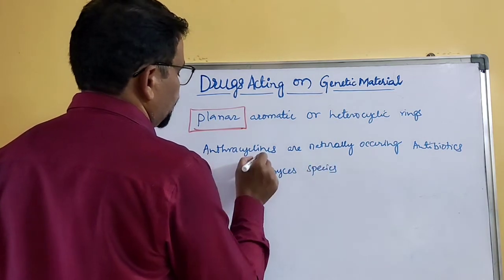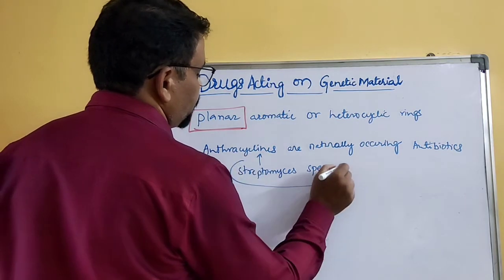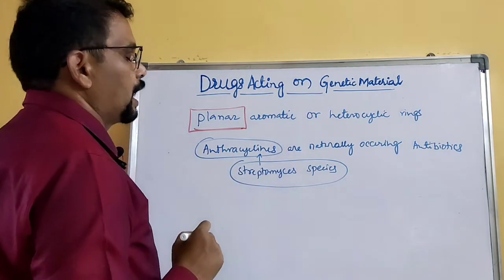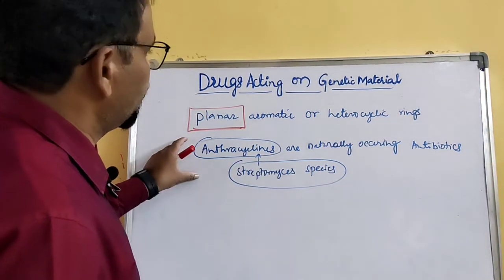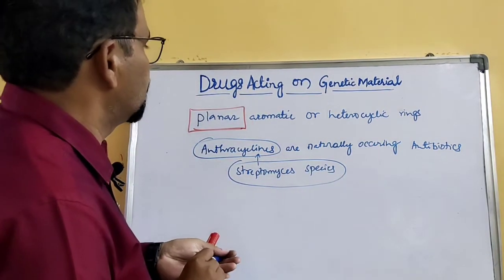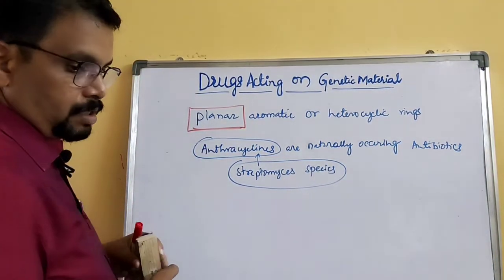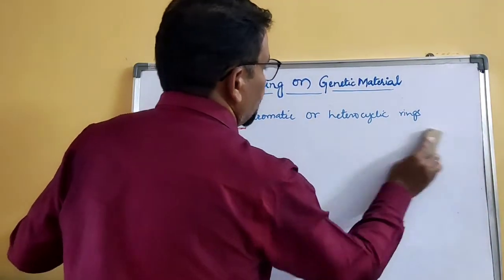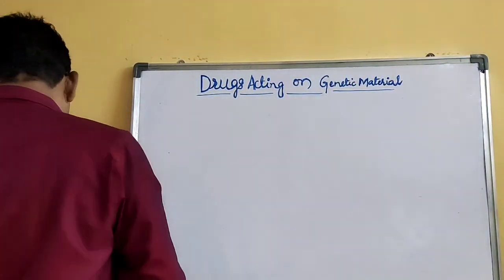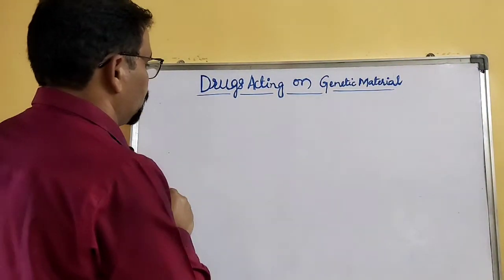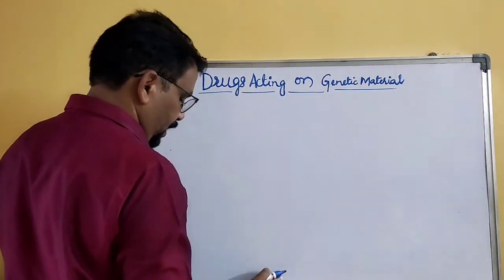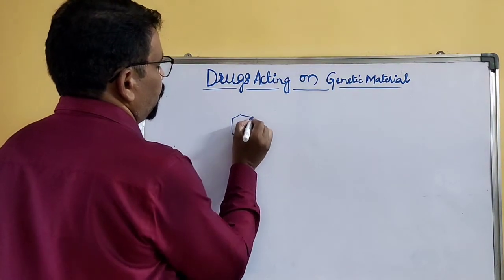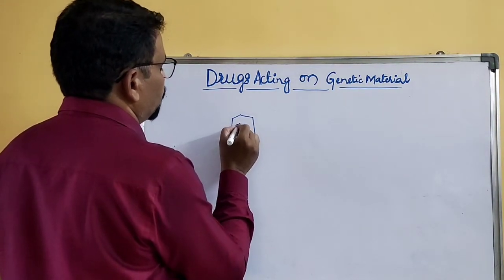Okay, so these can be isolated from these Streptomyces species. Anthracyclines are naturally occurring antibiotics, and they can act as anti-cancer agents and anti-malarial or antimicrobial agents. I'll explain the anthracycline structures. It should be planar. That's what I am telling you. The aromatic rings should be planar.